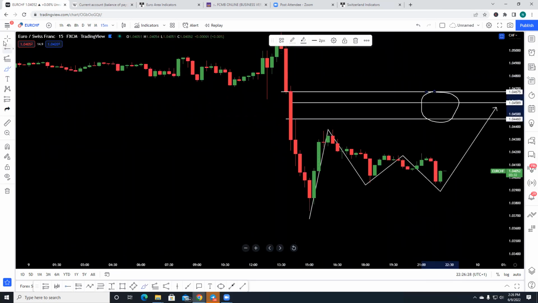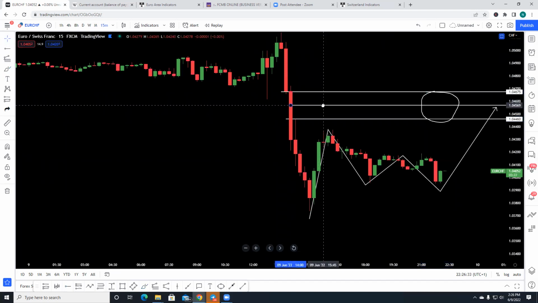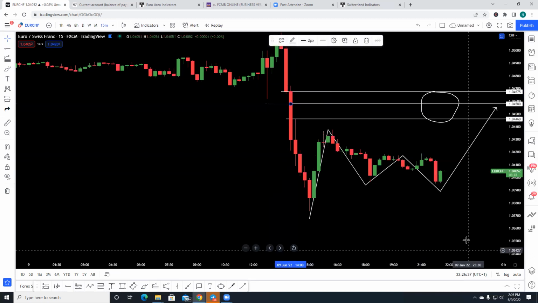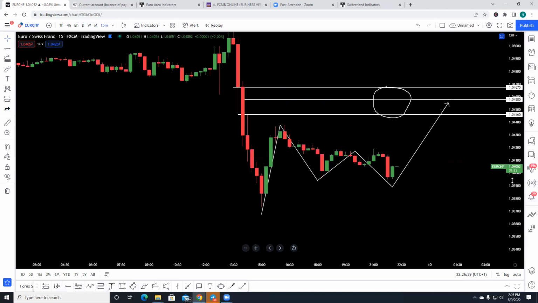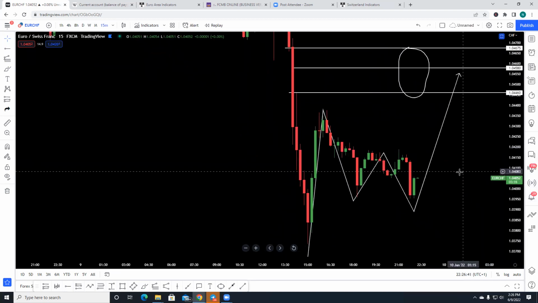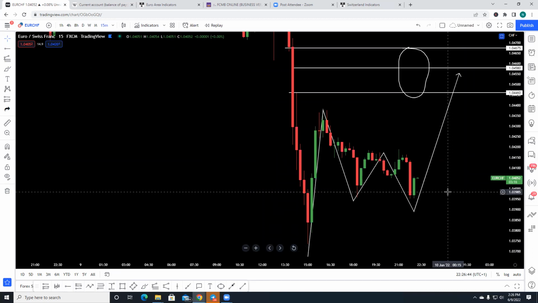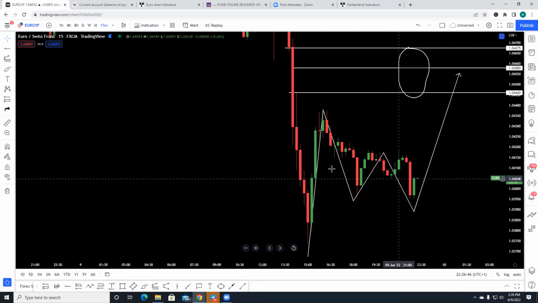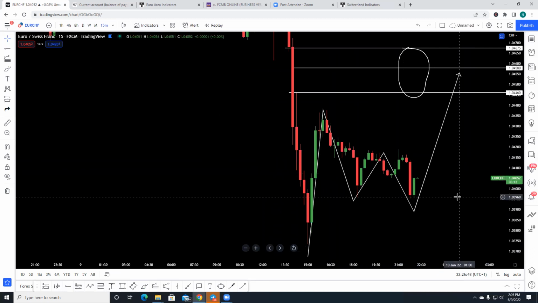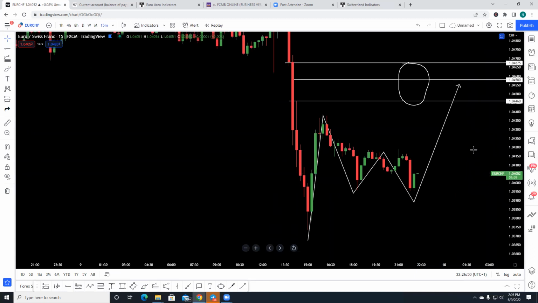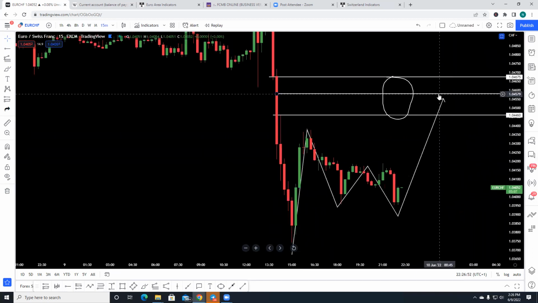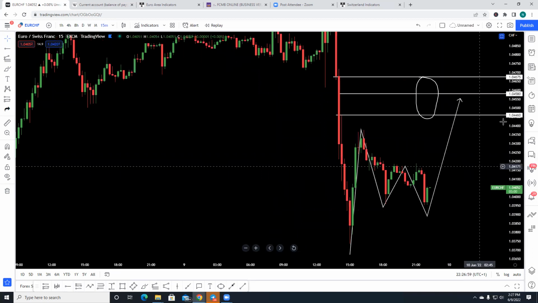And coincidentally, this supply zone now matches this target. When we did 100% fib extension, this is what we got. So we are expecting this pair to move from the current spot at 1.0405 to hit 1.0457, about 50 to 55 pips moves, guys, to the upside.